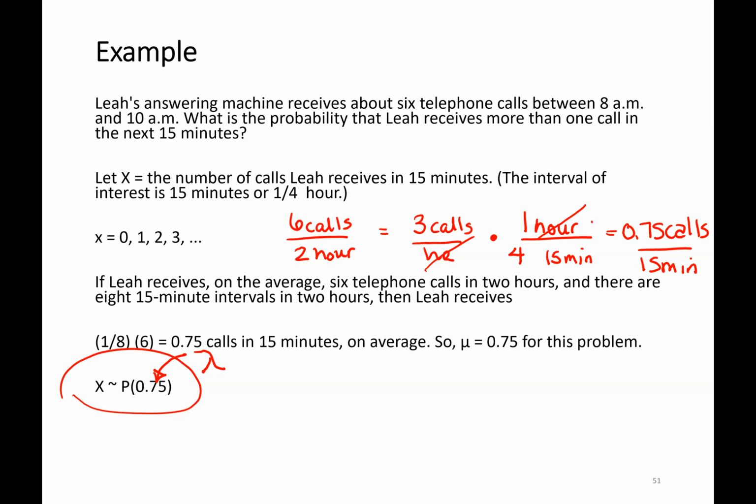So what are we interested in? What's the probability that there's more than one call in the next 15 minutes? So more than one, is that greater than? What's the probability that X is greater than 1? So we need to figure out, using the Poisson distribution in our calculator, how we calculate X is greater than 1. Again, this is a discrete probability distribution. So if we want to find X is greater than 1, then we're going to take the probability that X is less than or equal to 1 and subtract that from 1.